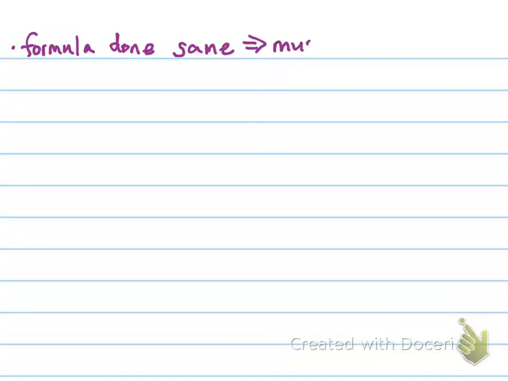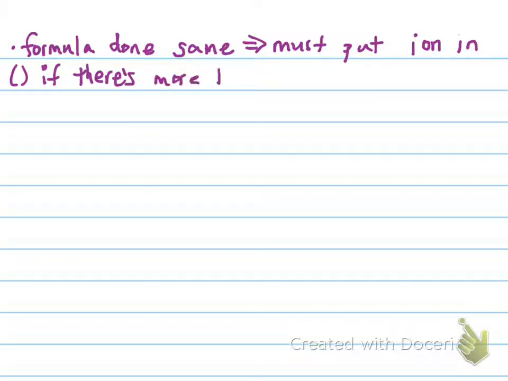So basically, what we have said is that to write the formula is done the same as what we did, right? We're going to write symbols, write charges, crisscross, make sure it's the lowest whole number ratio. The only difference is we must put the ion in parentheses if there's more than one.